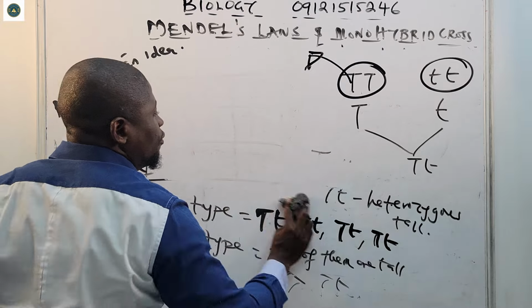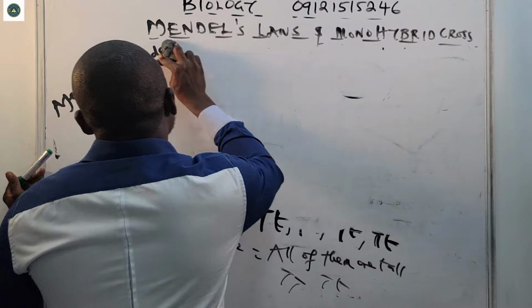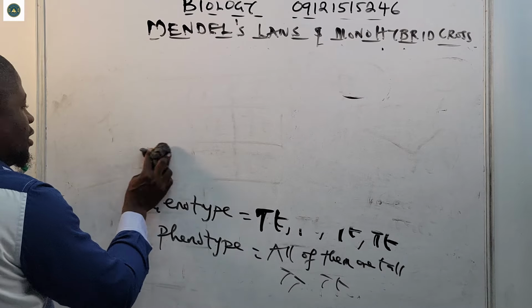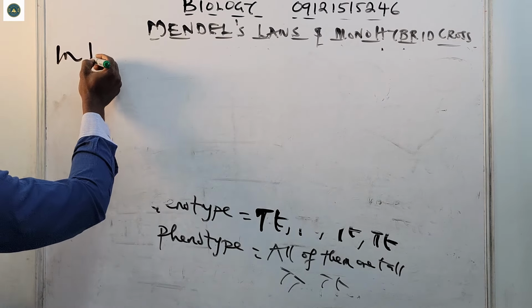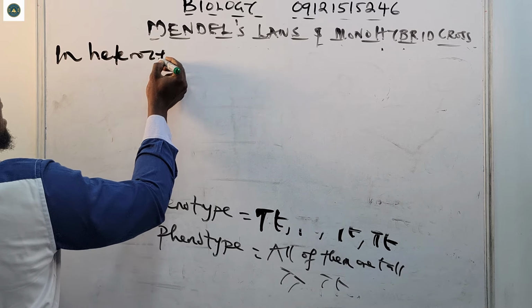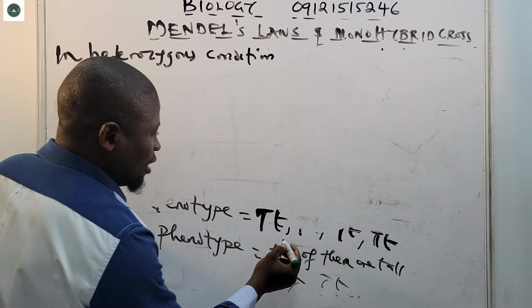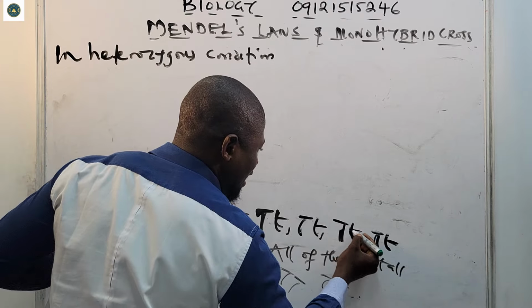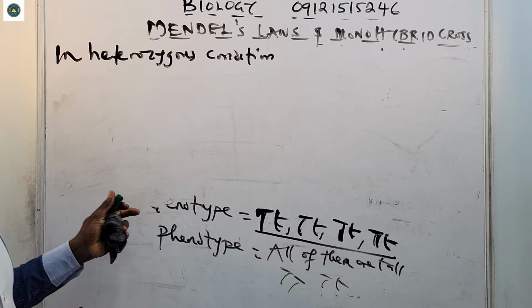Mendel's law of what? Of dominance. Please, if you want to write this, you write it, okay? If you want to write, you write. Right, so Mendel's law of dominance said that what? In heterozygous condition, as you can see, all of them here are in what condition? Heterozygous condition, all right? So this is where his first law of dominance came from, all right?